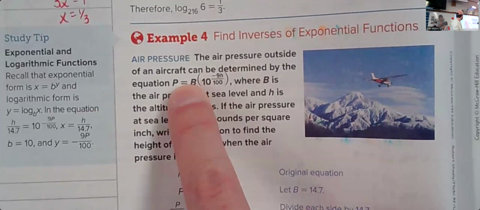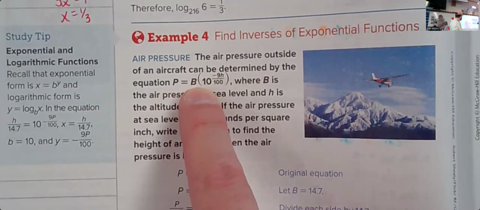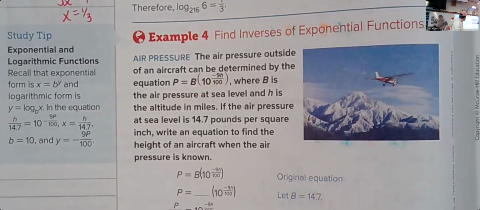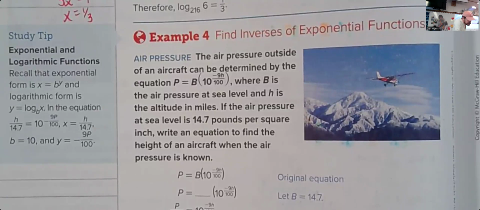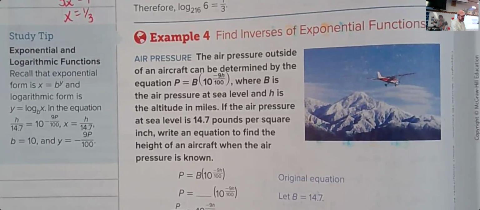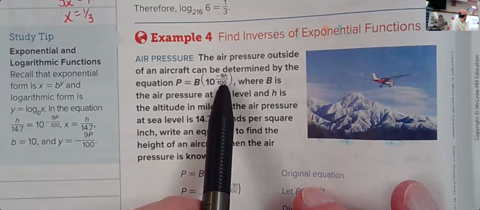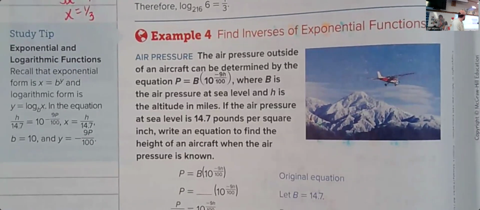The air pressure outside of an aircraft can be determined by the equation P equals B times 10 to the... is that an exponent? I can't even tell if that's an exponent or not. Let's see. It looks to me like, yes, that is an exponent. Just the way it's written, I can't quite tell if this rational value is an exponent or if it's just being multiplied. It's an exponent, looking at the rest of the work down below. So that is an exponent.